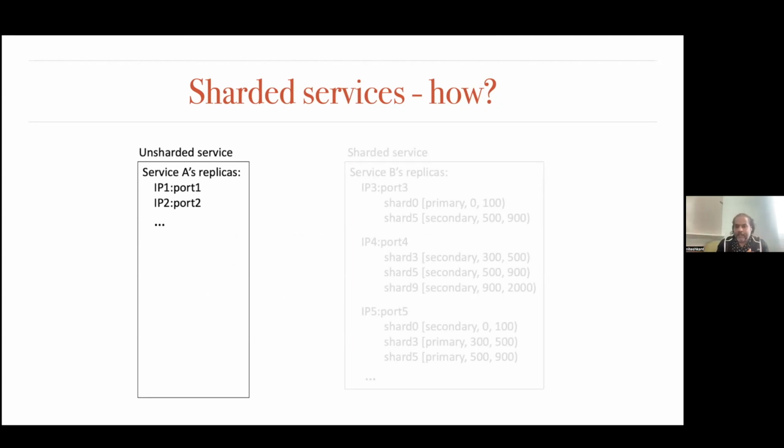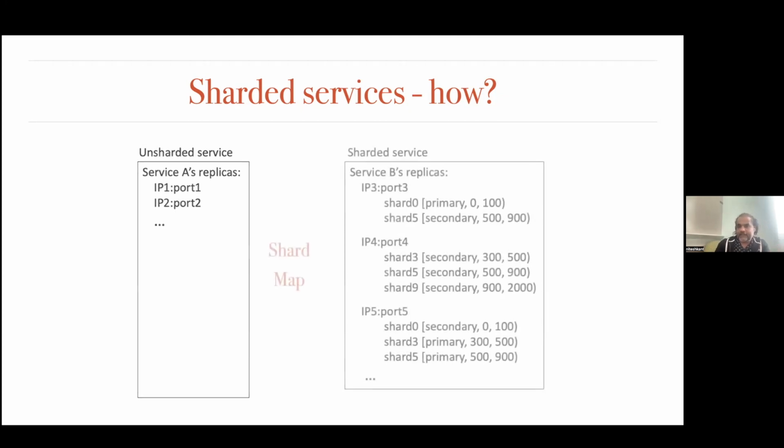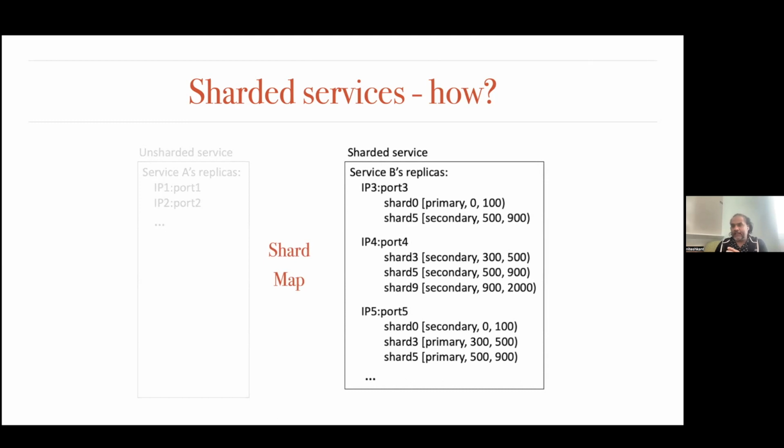On the left side, what I'm showing is service discovery data for unsharded services, and on the right side is the sharded services. The difference between these two is what we call a shard map. The IP and port information remain the same, it's just service discovery. What in turn it gives you is a list of shards per host, as to what it is hosting.